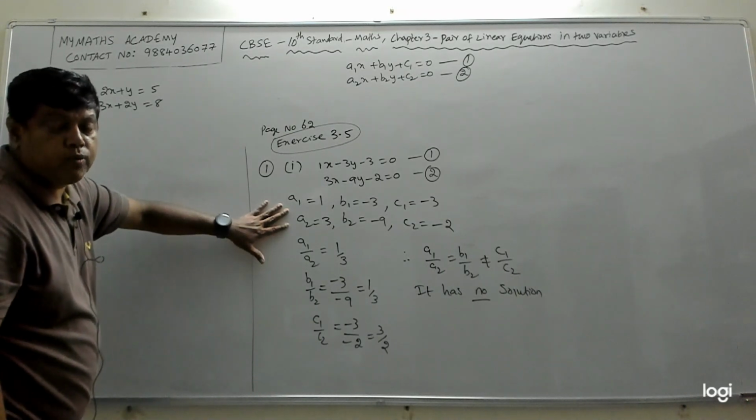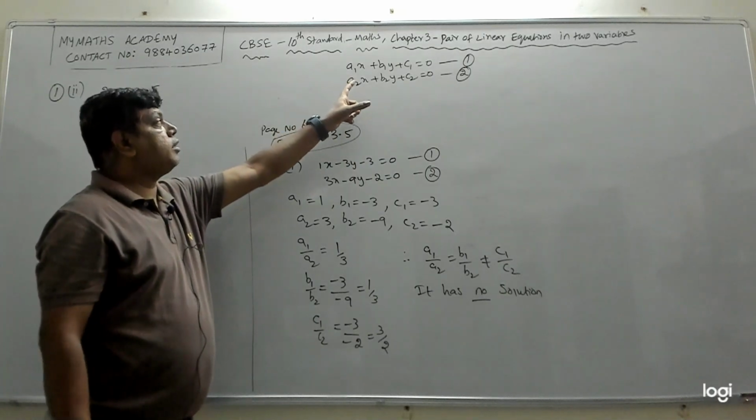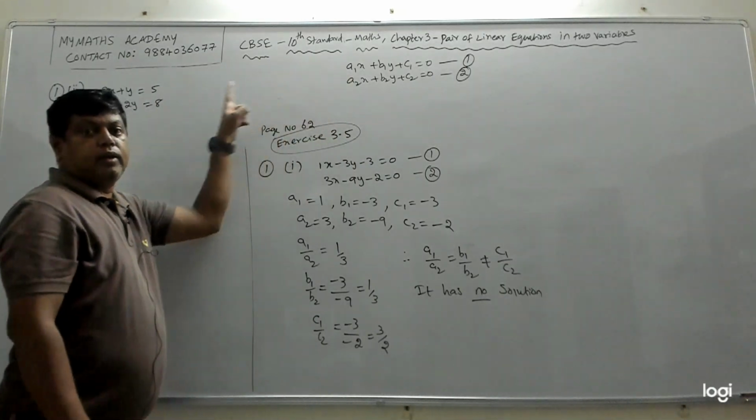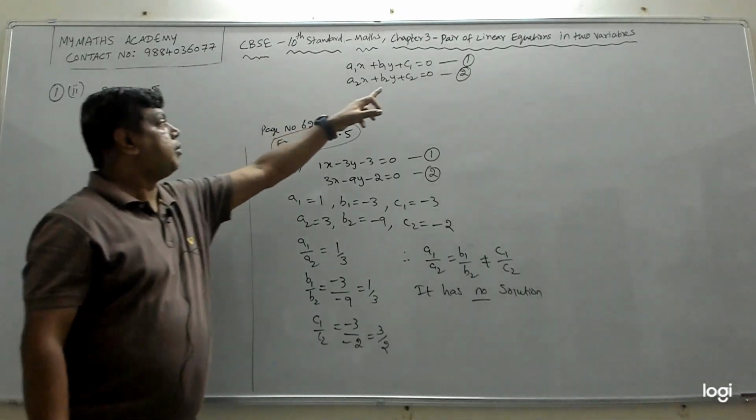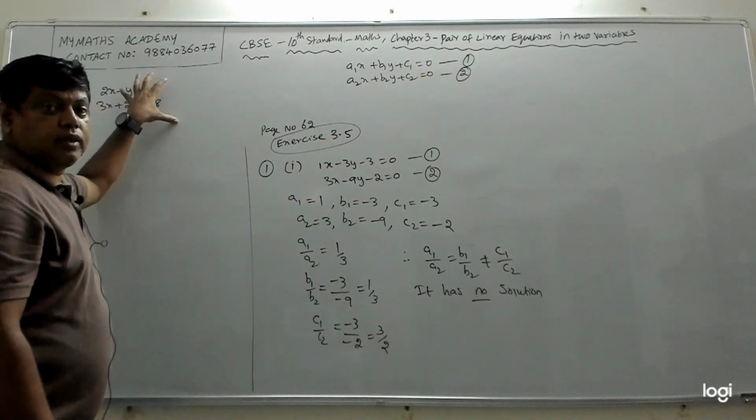The moment you need to find a1, a2, b1, b2, c1, c2, the given equation should be in this format. Is it in this format? No, because on the right side we should have 0, but we have 5 and 8. So we should convert this into this form.